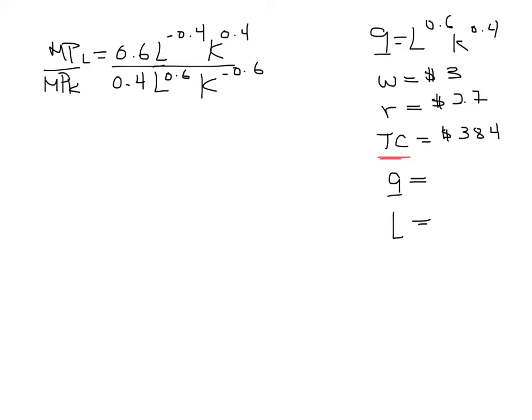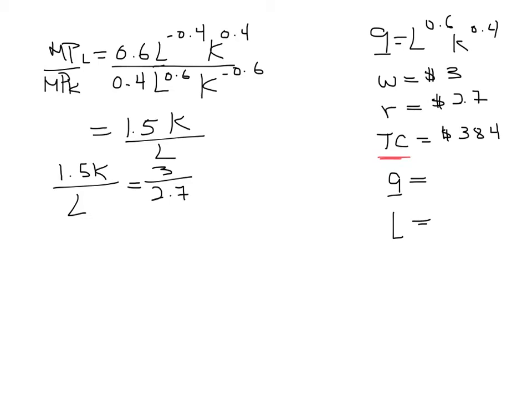Now, once you perform some of the simplification here of the exponents, what you end up with is 0.6 over 0.4, which is 1.5, and then the 0.4 for labor comes down, the 0.6 from capital comes up, and then you end up with K over L. So this is the ratio of the marginal productivities, and you're going to make that equal to the ratio of the prices, which is equal to 3 over 2.7.